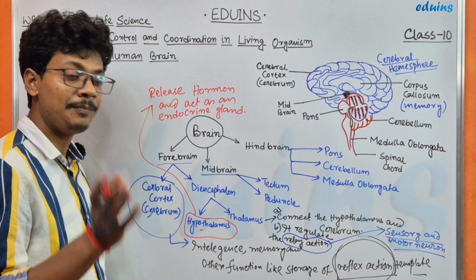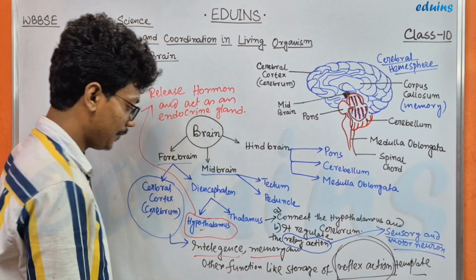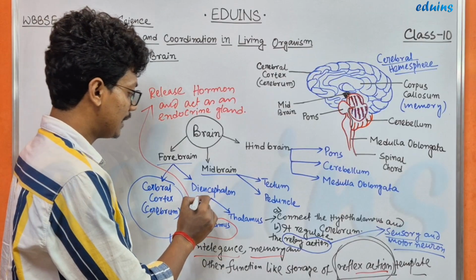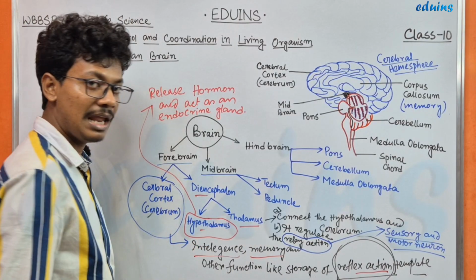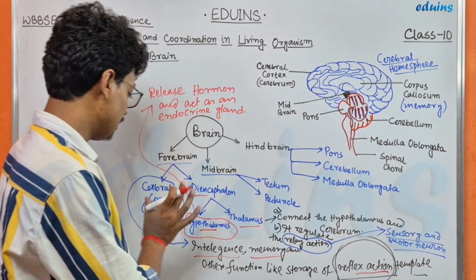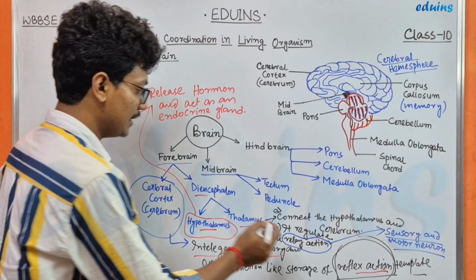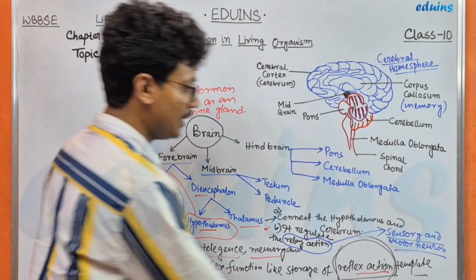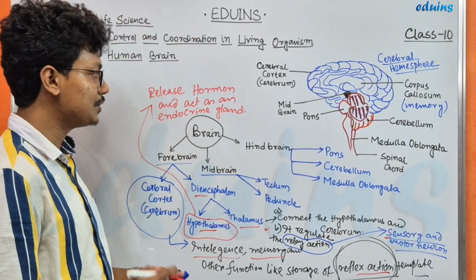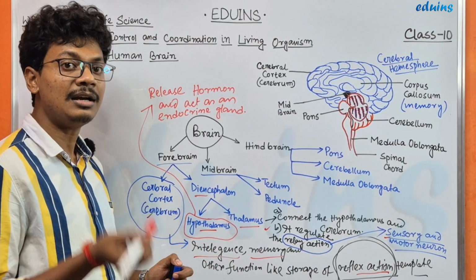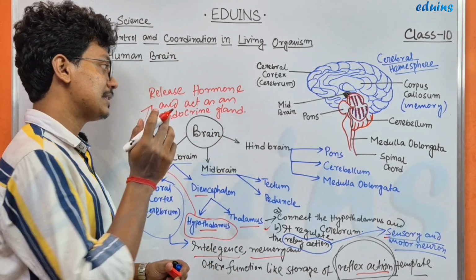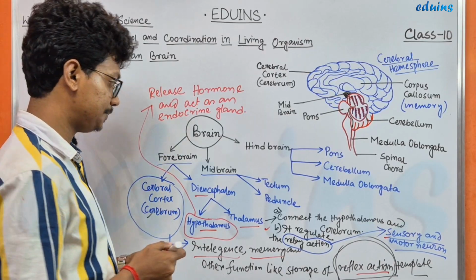So the cerebrum is responsible for the intelligence, memory, and also the storage of reflex action template. The diencephalon is composed of thalamus and hypothalamus. Thalamus is responsible for the connection between the cerebrum and hypothalamus, and it also acts as a connection bridge between sensory and motor neuron inside the brain. Next, the hypothalamus, which is also known as the supreme commander endocrine gland, releases the hormones which regulate the secretion of the other endocrine glands.